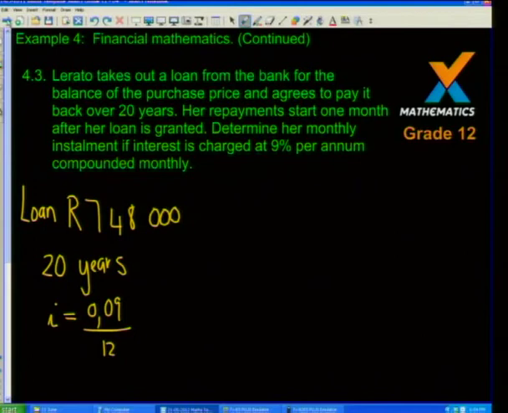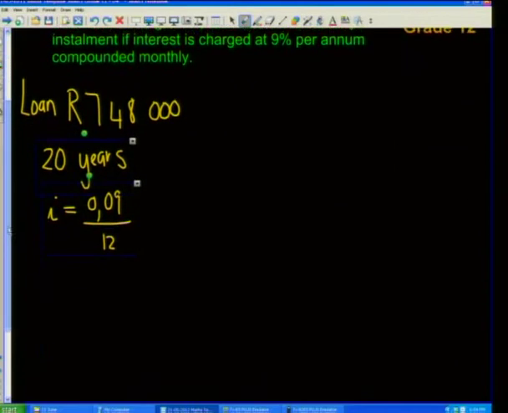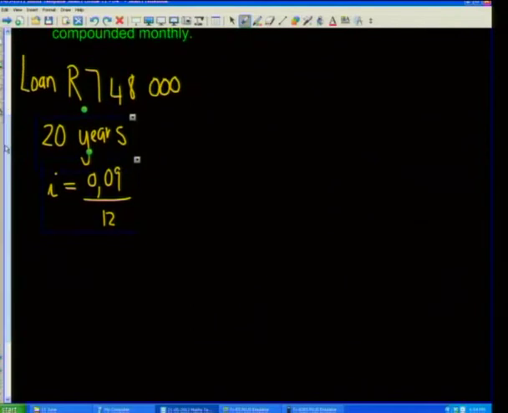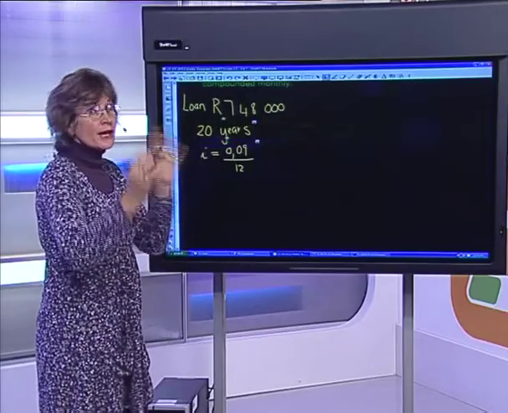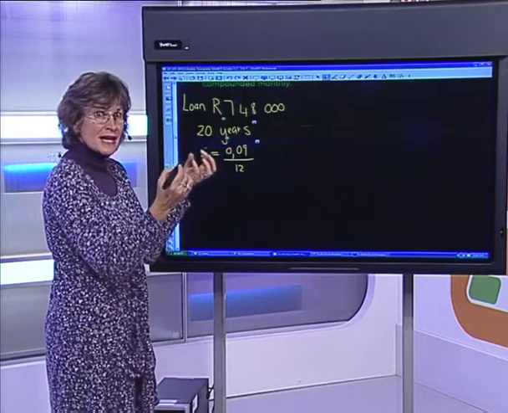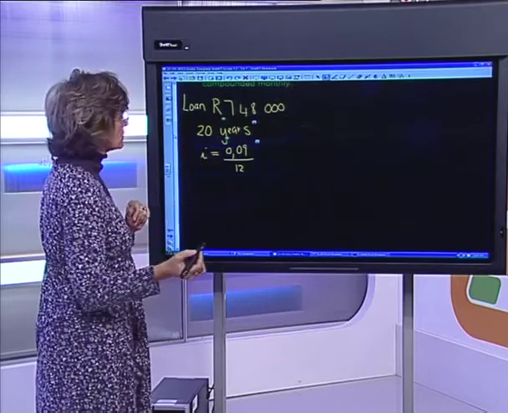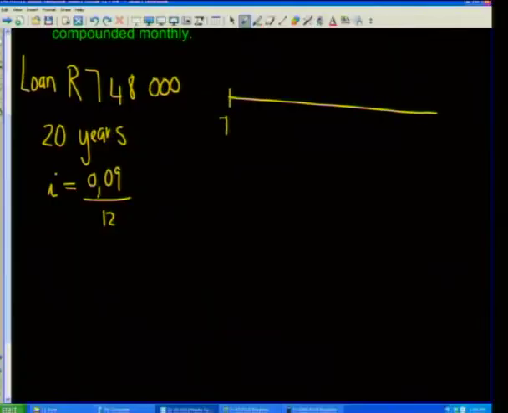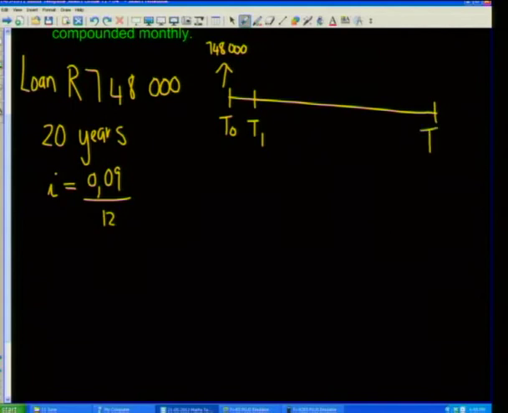Now, guys, there are 2 different ways for us to work this one out. I'm going to show you both, but I'm not going to do all the calculator work. I'm just going to spend my time on the 2 different ways to work it out. I cannot do any of these problems if I do not have a timeline. So she is getting from the bank 748,000, and she is going to repay this over 20 years, which is 240 months.